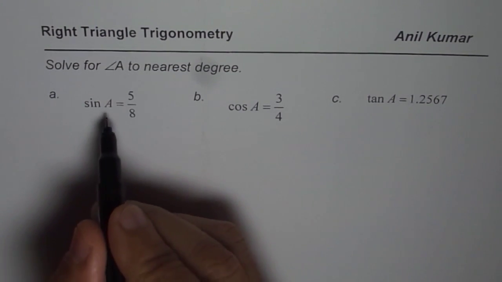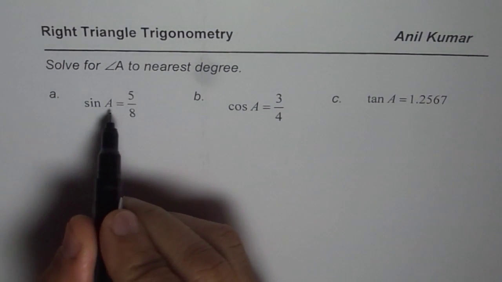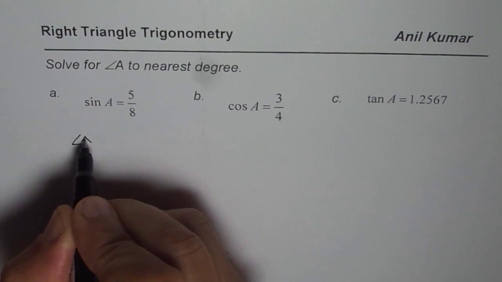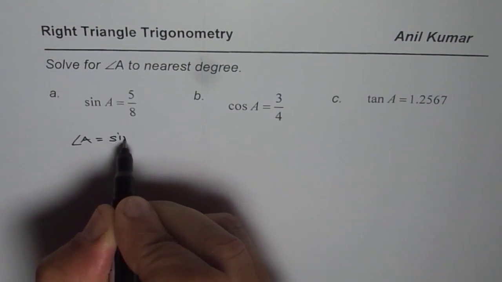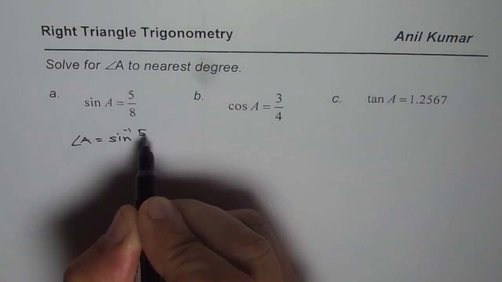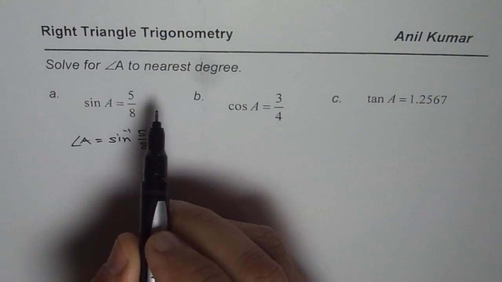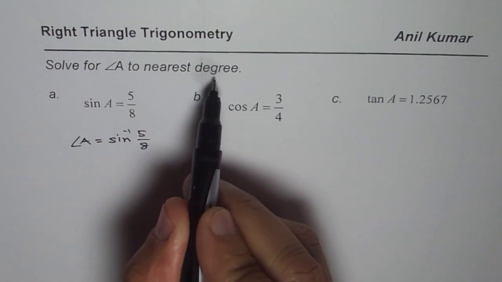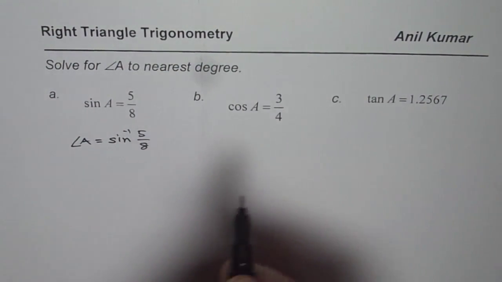Now solving for A is using the inverse of sine A, right? So in this case, angle A is equal to sine inverse of 5 over 8. Since we have to solve to the nearest degree, the calculator should be set to degrees. It could be in radians at times.